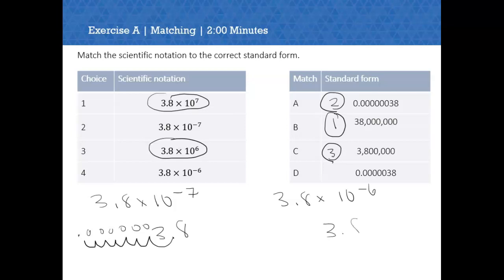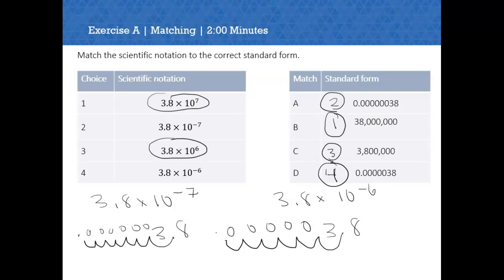Here we move the decimal 6 places to the left. So that counts as 1, 2, 3, 4, 5, 6. I made it bigger this time for my zeros. So there's 5 zeros in front. So that goes with number 4.